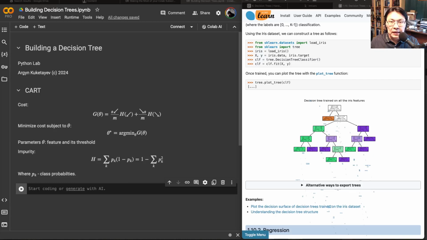Hello students, this is a Python lab where we are going to learn how to build a simple decision tree, build it and train it on a data set. For the data set, we are going to use mtcars.